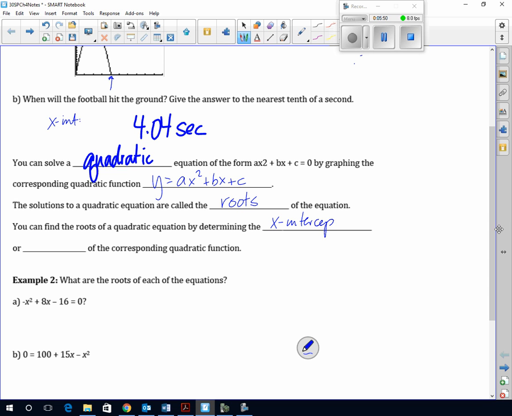Okay, so do you see this negative x squared plus 8x minus 16? What are we going to punch into our calculator in order to find the roots?